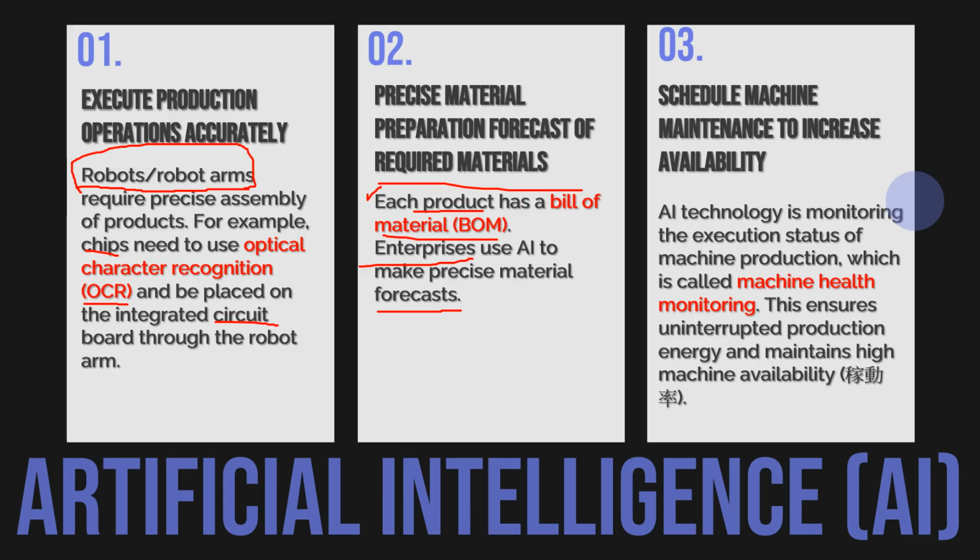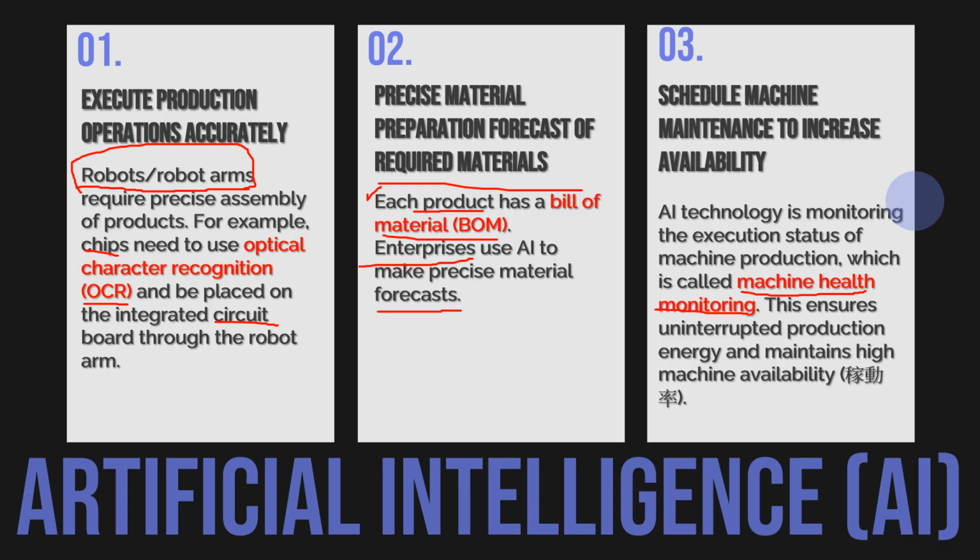Number three, schedule machine maintenance to increase the availability, okay. AI technology is monitoring the execution status of machine production, which is called machine health monitoring, okay. I have a technique. If something is very important, I give it different colors. Okay, it's like a red color here, and this ensures uninterrupted production, and it maintains higher machine availability.